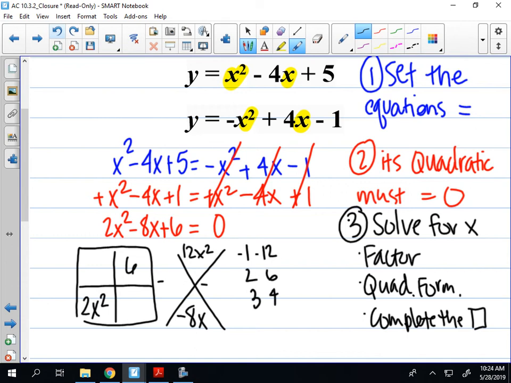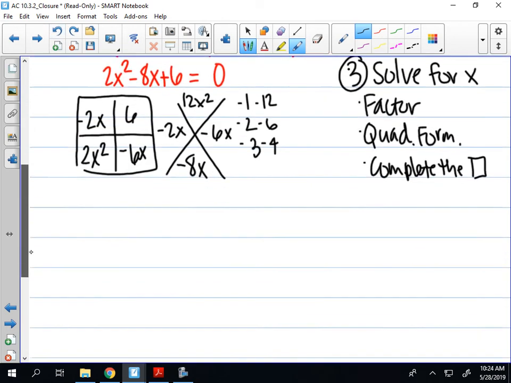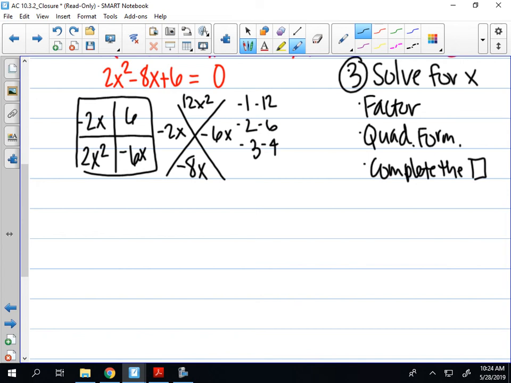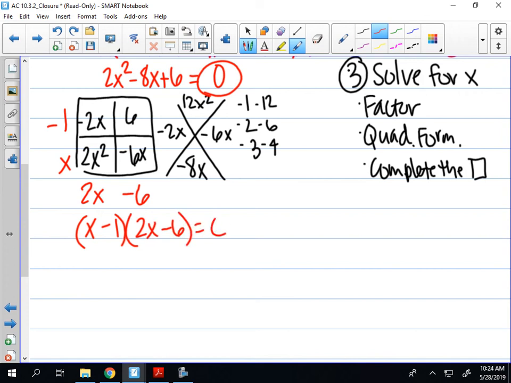And if they both have to be negative to make a positive number when they multiply, it's negative 2x and negative 6x. So I'm going to go over here and add those in and then fill out my square. I'll do 2x here, which means this is 1x, which means negative 6 and negative 1. So I know that they originally equal 0, so I can do x minus 1 times 2x minus 6 equals 0, which means x equals 1.